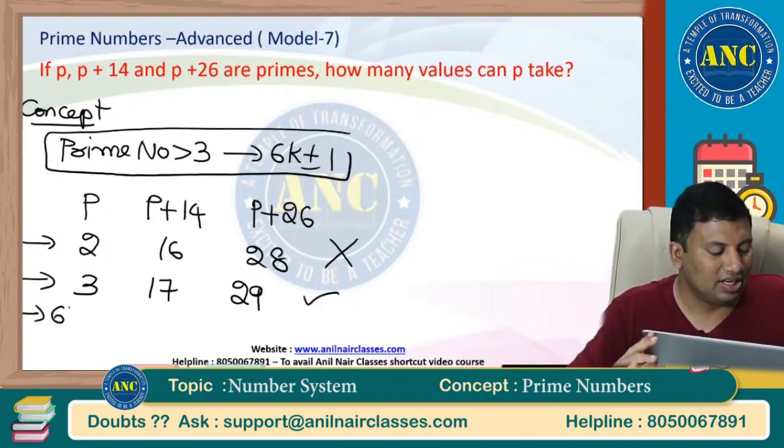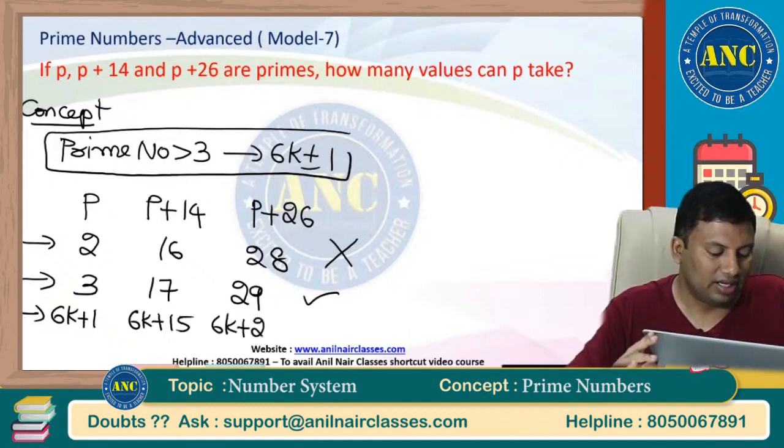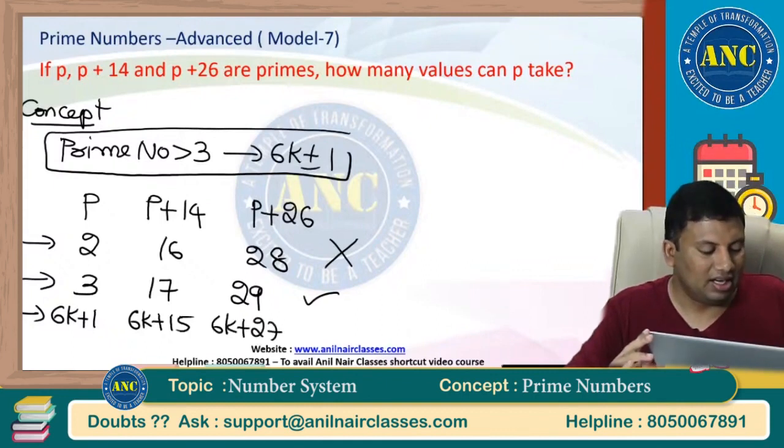If it is 6k plus 1, these become 6k plus 15 and 6k plus 27. These are divisible by 3, not possible.